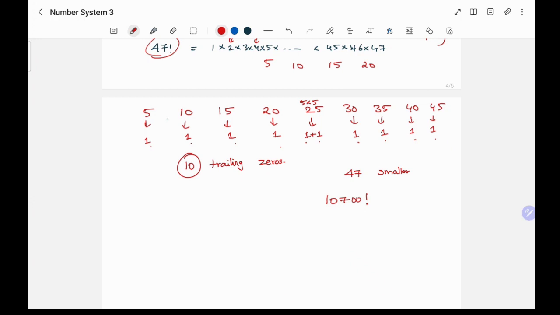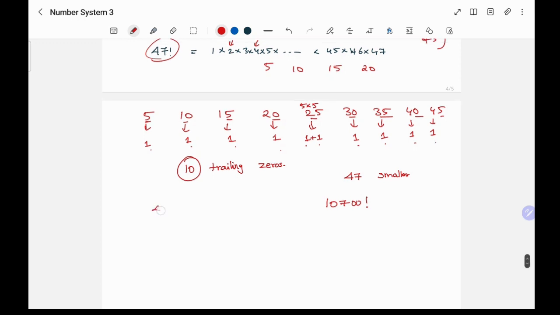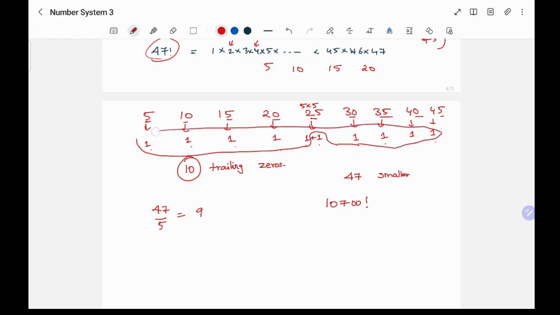So you can see the multiples of 5. I have 47. To get the number of multiples of 5, I just need to divide this by 5. I'll get 9. So the quota of one 5 is covered. Then I take 47 itself and divide it by 5 squared, which is nothing but 47 by 25.